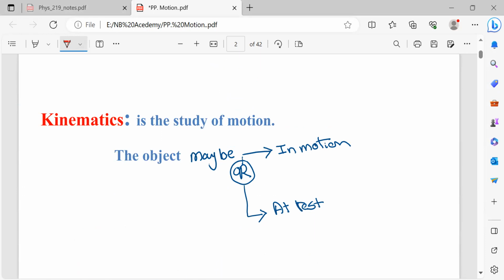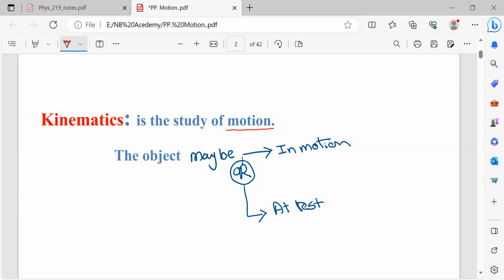Let's know first what is kinematics. Kinematics is the study of motion without concerning the cause of motion. So kinematics is the part of physics, or a branch of physics, that studies the motion of objects without the reasons behind this motion. Okay, so the object may be in motion or at rest.